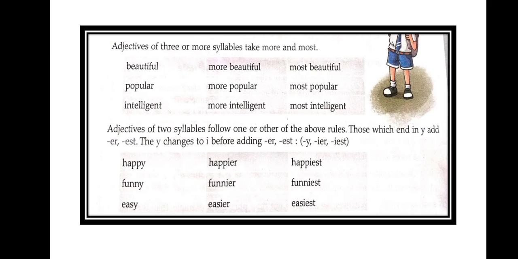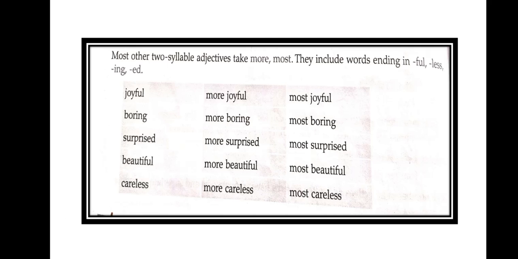HAPPIER. The same way, HAPPIEST. Funny, funnier, funniest. Here also we have removed Y and instead of Y, you have to write IER, and funniest means FUNNIEST. Easy, easier, easiest. So I hope you have understood.